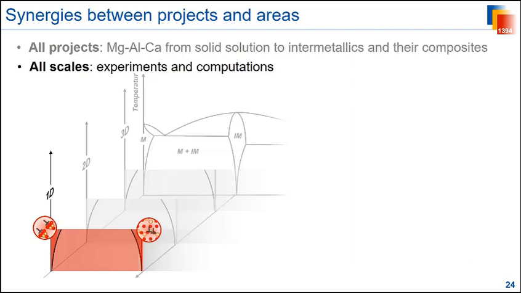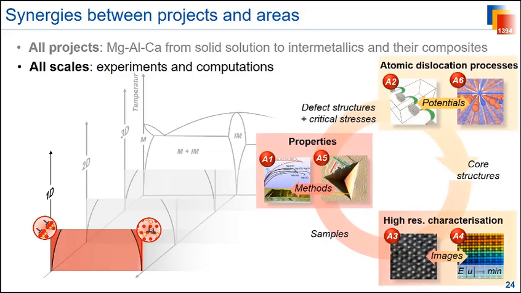As a second thing, we also consider all scales, and we do that both in the experiment and in computations. So shown here, for example, it's just one example, is the case of dislocations in area A, and it's a 1D defect, and we'll measure properties of individual phases and their defects. We'll model their structure, the processes of motion, and relate both directly to experimental characterization at the atomic scale.